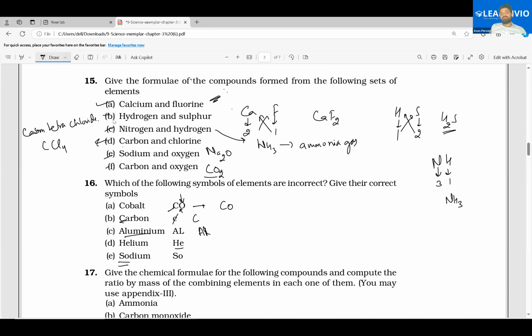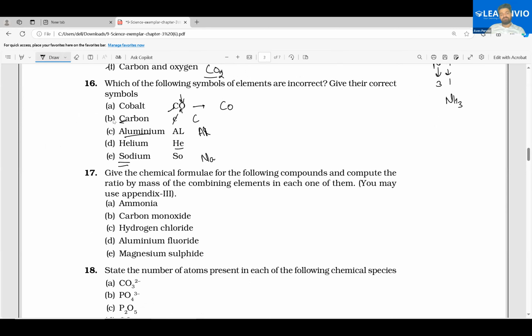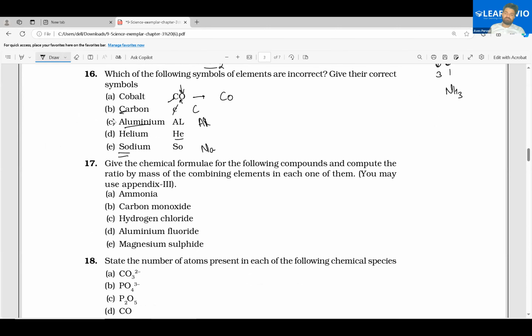And sodium is not SO. It is based on its Latin name, natrium. It should be Na, sodium. Okay. Understood, everyone? Yes, sir.